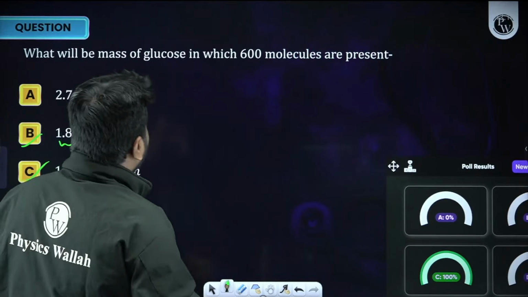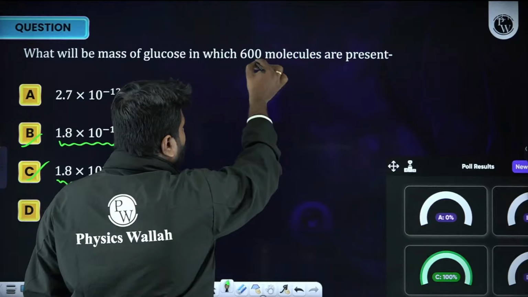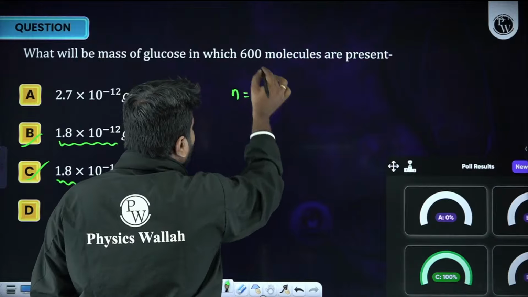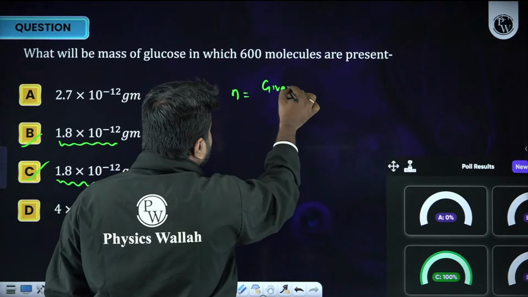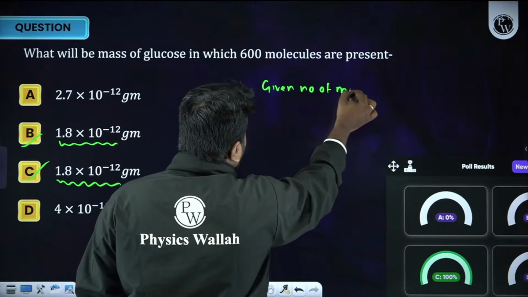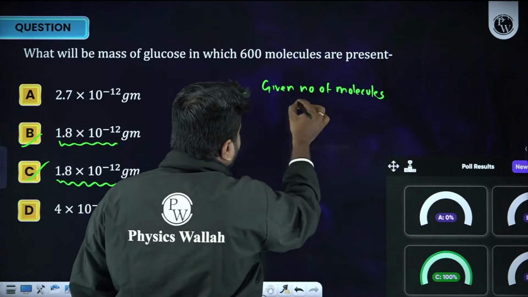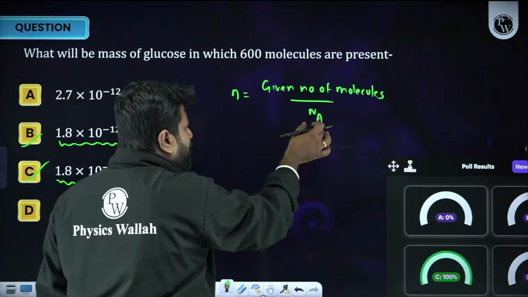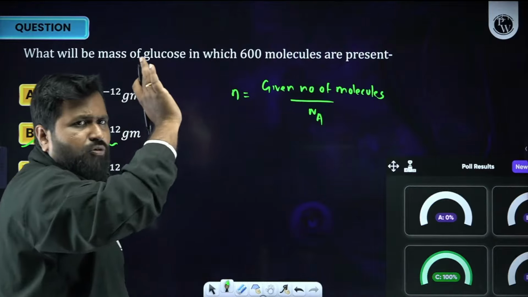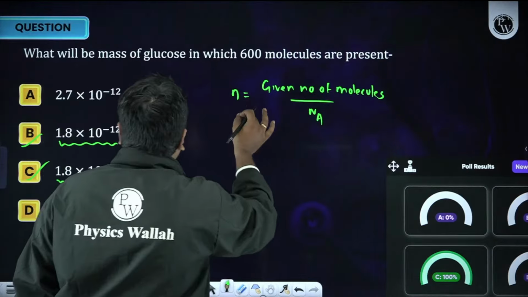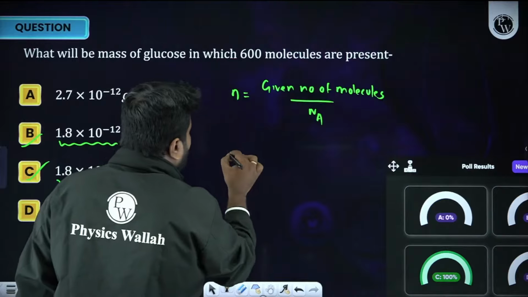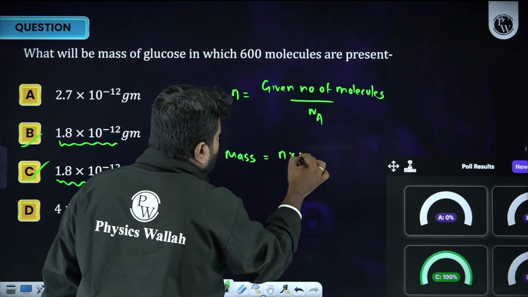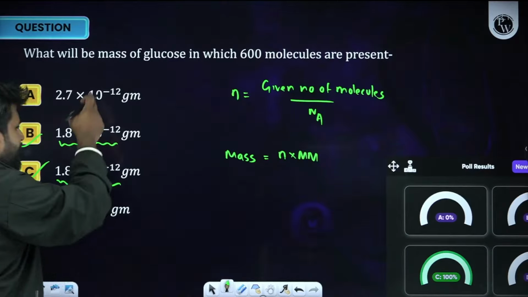So what will be the answer? 600 molecules are present. If the number of molecules is given, how do we find the number of moles? Number of moles is nothing but the given number of molecules divided by Avogadro number. If I substitute 600 molecules upon Avogadro number, automatically we will get the number of moles. Once we know the number of moles, how do we calculate the mass of glucose? Very simple. Mass is nothing but number of moles into molar mass.